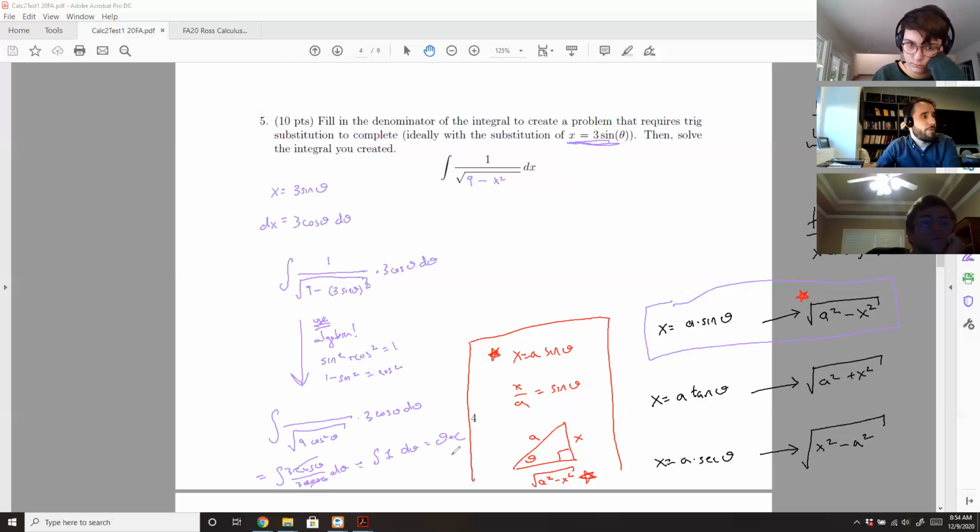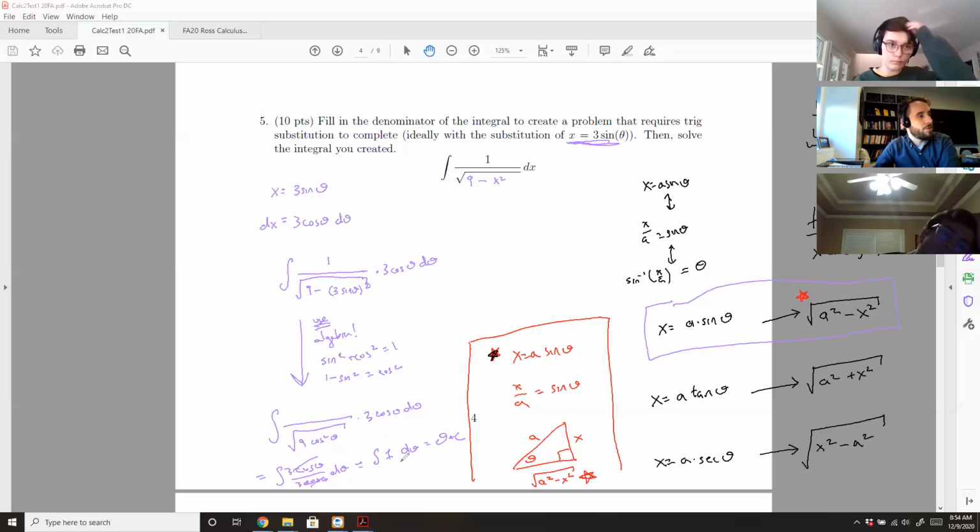And as a final step, we might want to plug back in for theta. Right, we had x equals a sine theta. That would mean that x over a equals sine theta, which we'd already written over here. But that just means that theta is equal to the inverse sine of x over a. So in this particular problem, we end up getting that our answer is the inverse sine of x over 3 plus c.